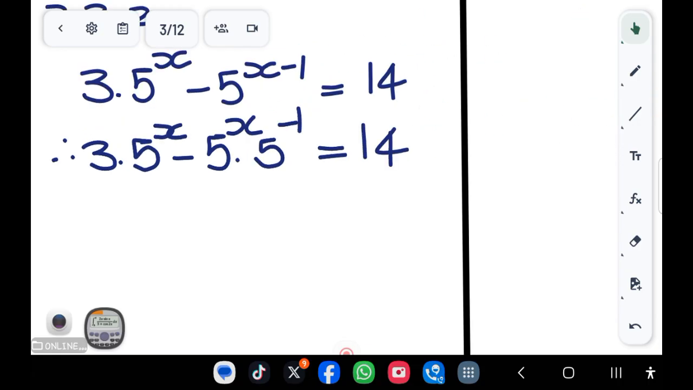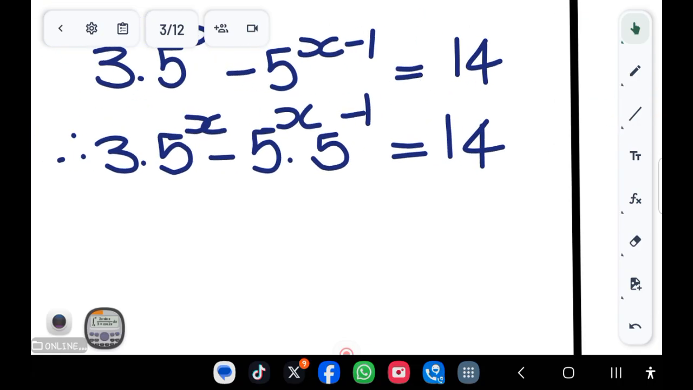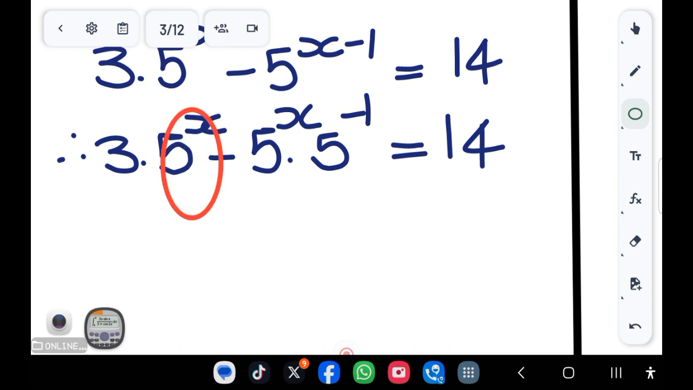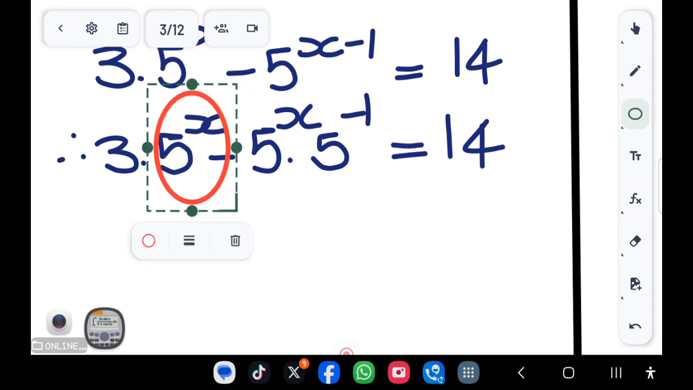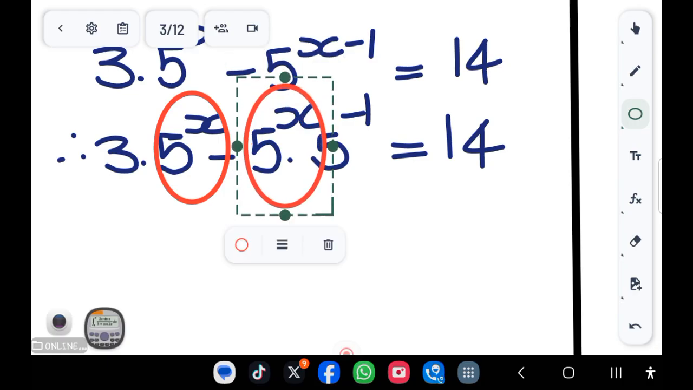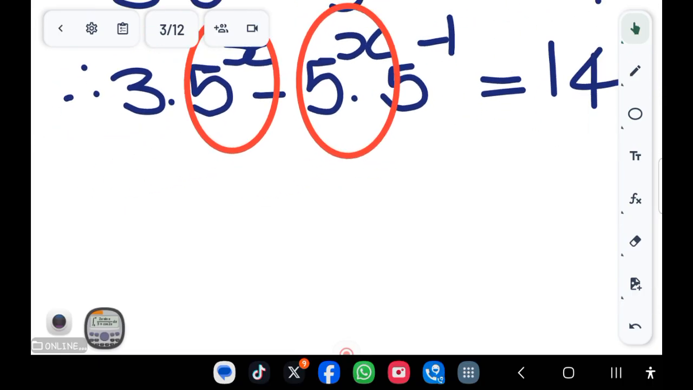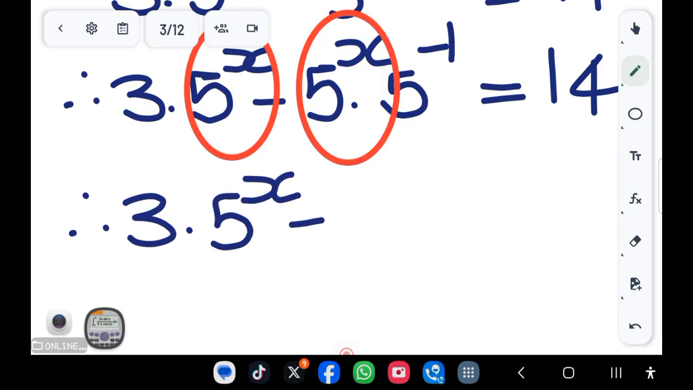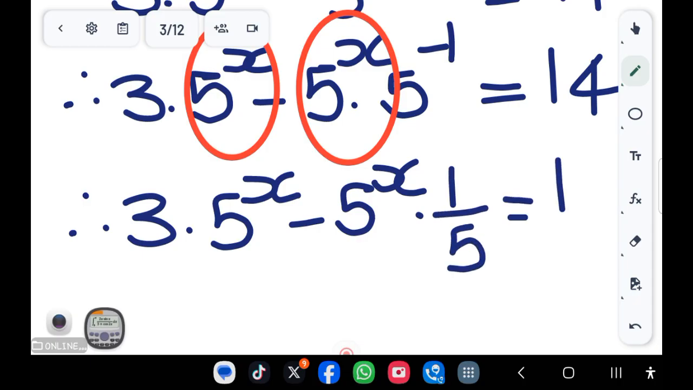Now notice that we've got a common factor. Let me show you what the common factor is. The common factor is 5 to the power of x. Keep that in mind. So therefore 3 times 5 to the power of x minus 5 to the power of x times 1 over 5 equals 14.